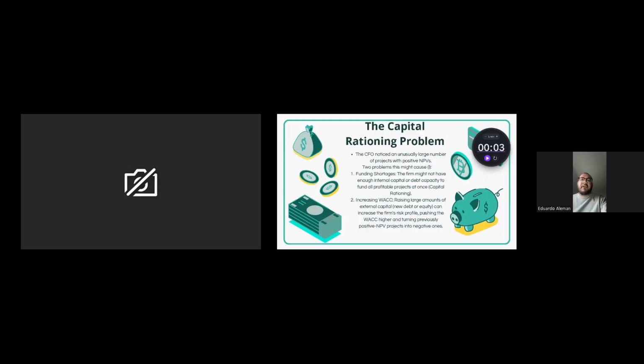Capital rationing. Finally, we address capital rationing. Having too many positive NPV projects can lead to funding shortage. Furthermore, trying to fund everything at once could increase our risk profile, causing our WACC to rise and potentially turning good projects into bad ones.